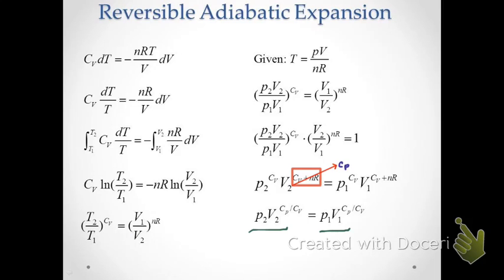Actually, I failed to mention that what we're using here is that CV plus NR is equal to CP, as we noted being the case for an ideal gas. There's a nice relationship, and we make that substitution to get this ratio of CP over CV, which, because CP is greater than CV, will always be greater than 1.